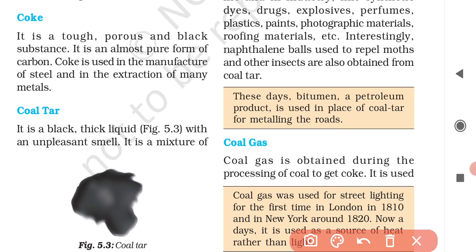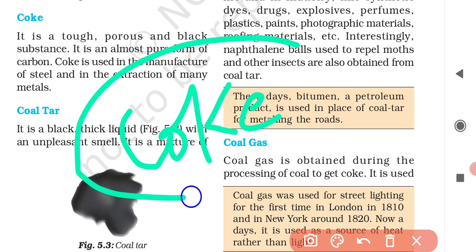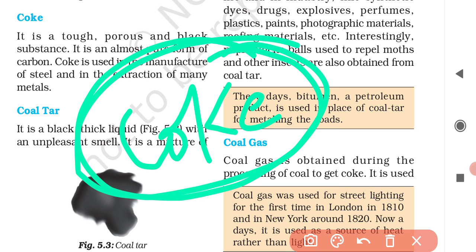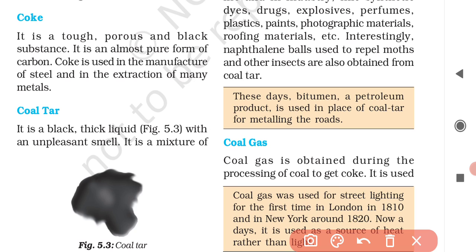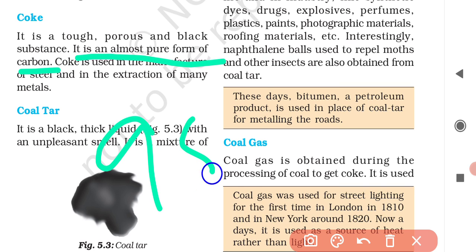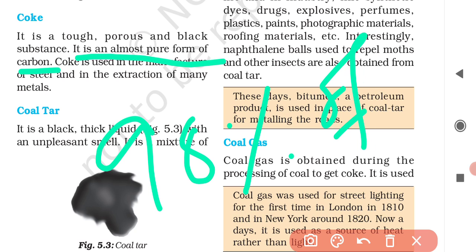So coal minus the volatile constituents, your coal tar and coal gas, those are the volatile substances. Coke is left as a residue directly. When coal is heated in absence of air, what will be left as the black residue? Coke is left as the black residue, and coke is a tough, porous and black solid substance. And it is almost the purest form of carbon. It contains 98% of carbon.